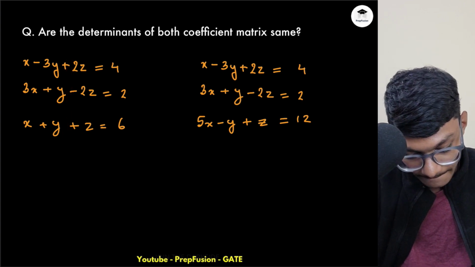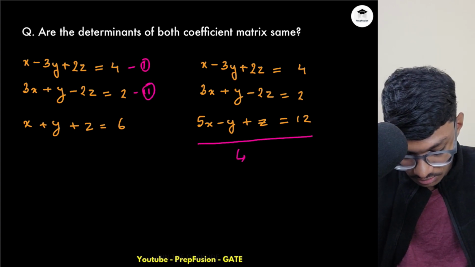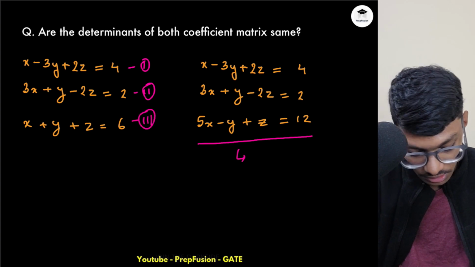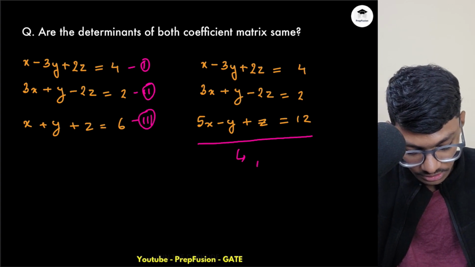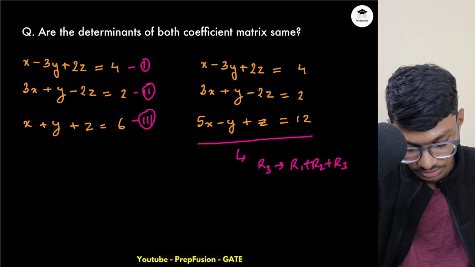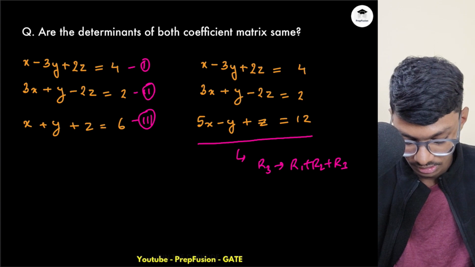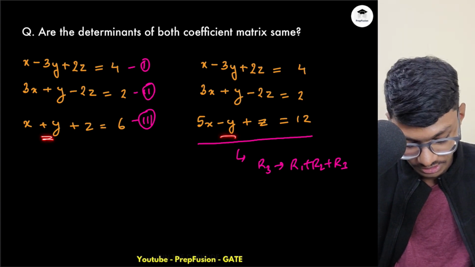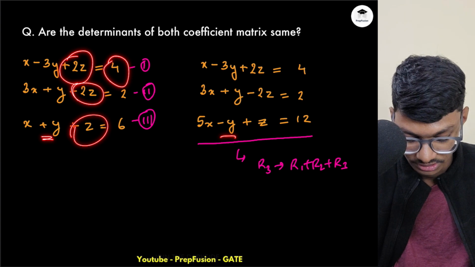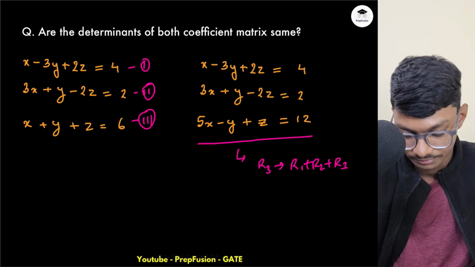So what is this basically? Let me name these equations 1, 2 and 3. This third equation, my row 3, is formed from row 1 plus row 2 plus row 3. If you add these 3 equations, you will get this equation. So x plus 3x plus x equals 5x, minus 3 plus 2 is minus y, and this one gets cancelled, only plus z is remaining, and 4 plus 2 is 6, and 6 plus 6 is 12. So this is 12 only.